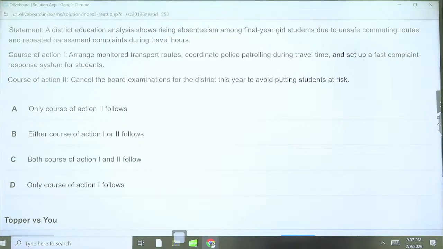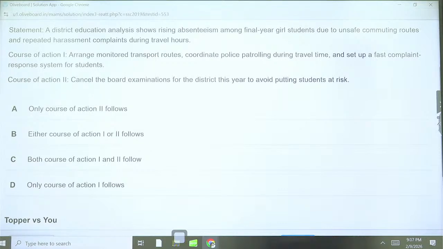The course of action 1 says arrange monitored transport routes. Okay, coordinate police patrolling during travel time. Perfect. And set up a fast complaint response system for students. Perfect. I think that addresses all of our problems almost immediately and it will be eradicated up to a large extent.